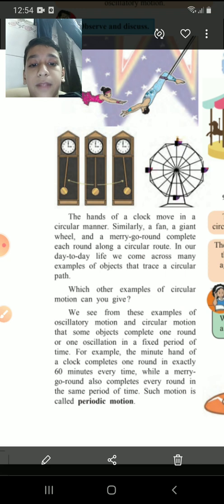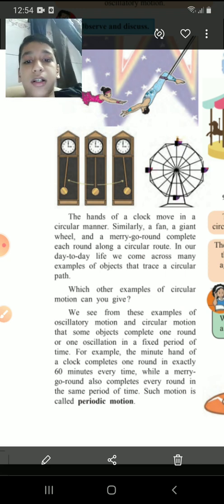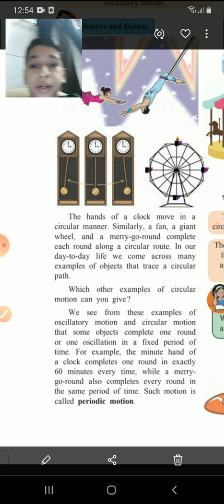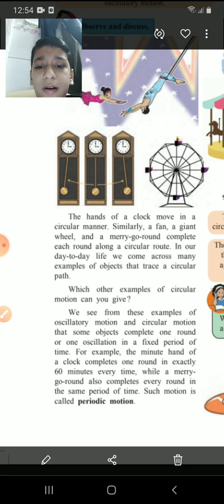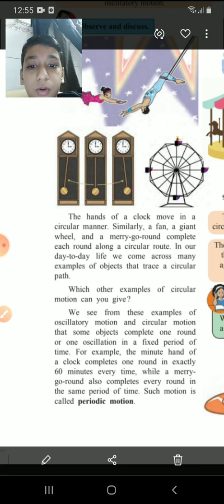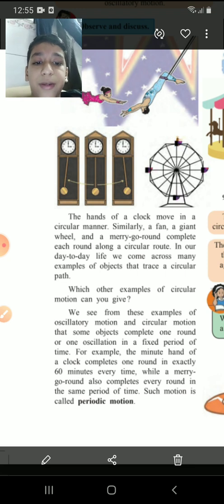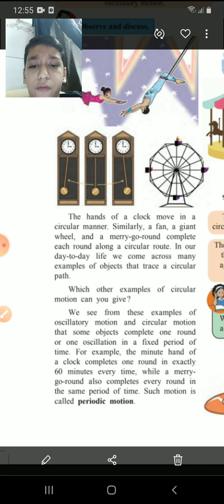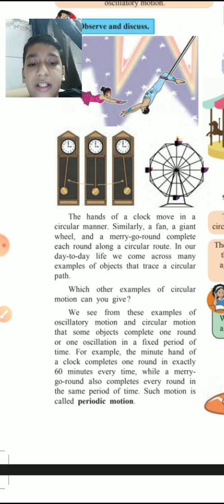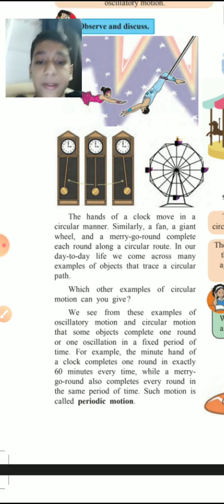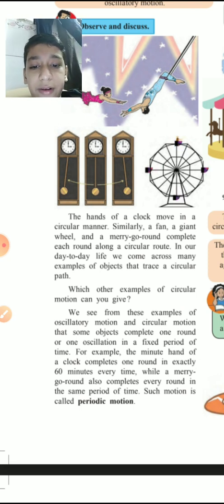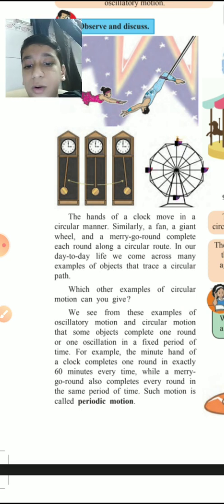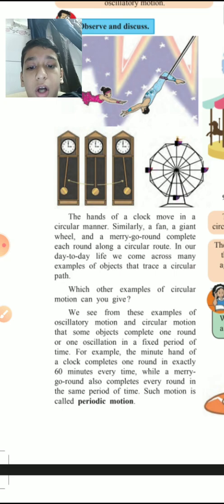We see from these examples of oscillatory motion and circular motion that some objects complete one round or one oscillation in a fixed period of time. For example, the minute hand of a clock completes one round in exactly 60 minutes every time. When a merry-go-round always completes every round in the same period of time, such motion is called periodic motion.